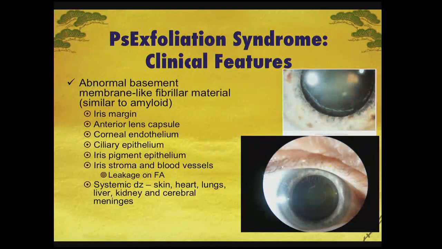Now going into the different types of glaucoma. So pseudoexfoliation, this is caused by an abnormal basement membrane-like fibrillar material similar to amyloid. You can find it on the iris margin, that's where we see it most often, and on the anterior lens capsule. You also might find it on the corneal endothelium. It can look like KP. You can find it behind the iris. It's found in iris stroma and in blood vessels. That's why there can be leakage on a fluorescein angiogram of the iris. And then it's found everywhere in the body, not just in the eye.